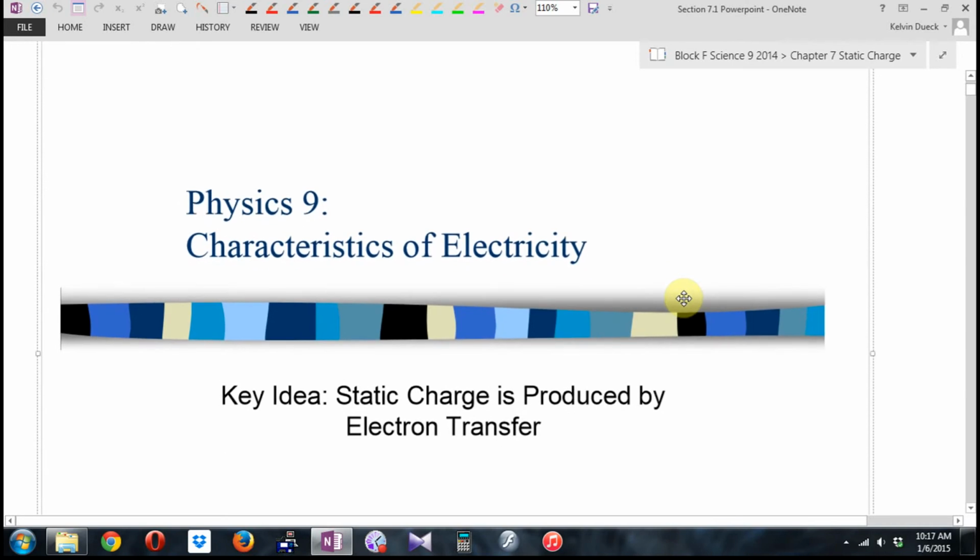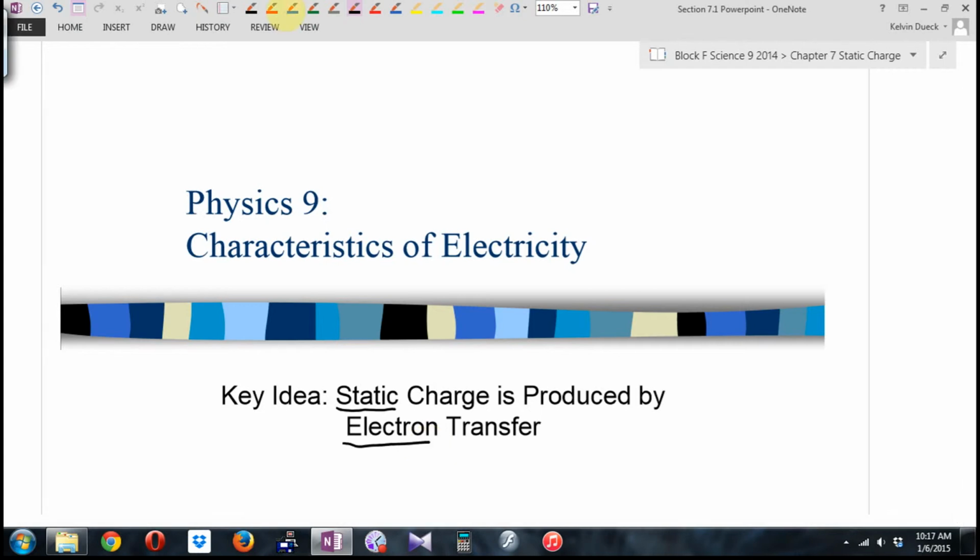Here's the key idea. This is what you have on your first line. Static charge is produced by electron transfer. That's what you can write at the top of the notes on the very, very first line. That's the key idea of the next while.